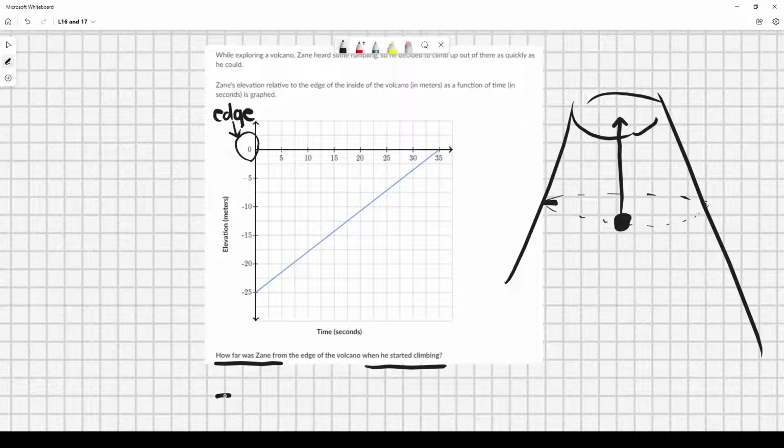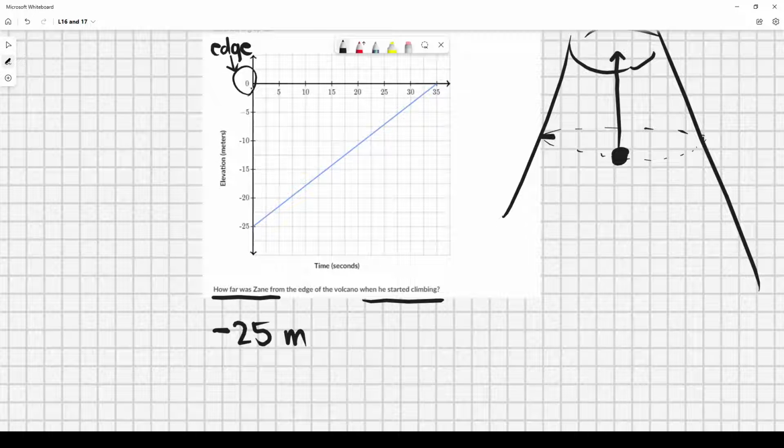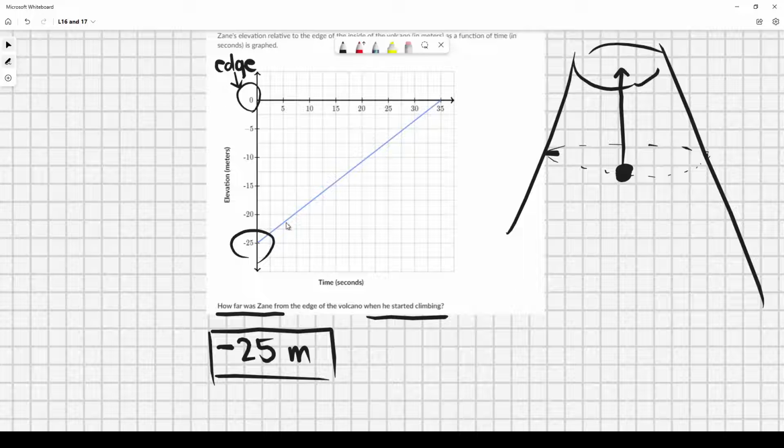So negative 25 meters is the correct answer. At time 0, the y-intercept, started climbing. That's the hint of y-intercept. And it's just negative 25 meters. Time 0, that's the elevation it represents.